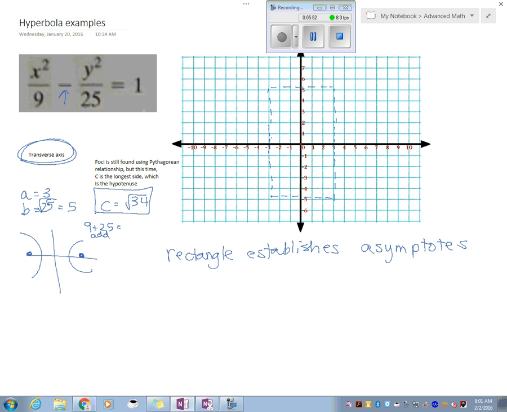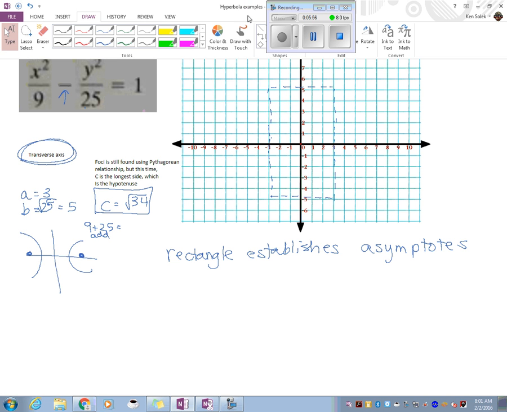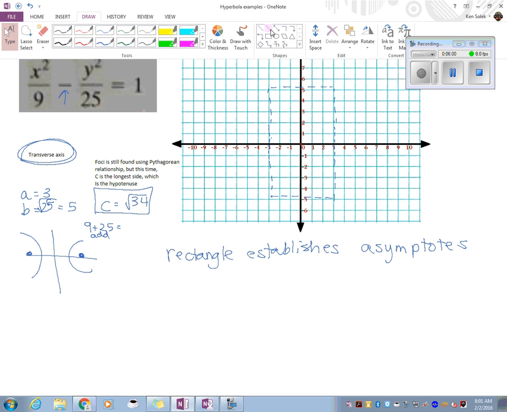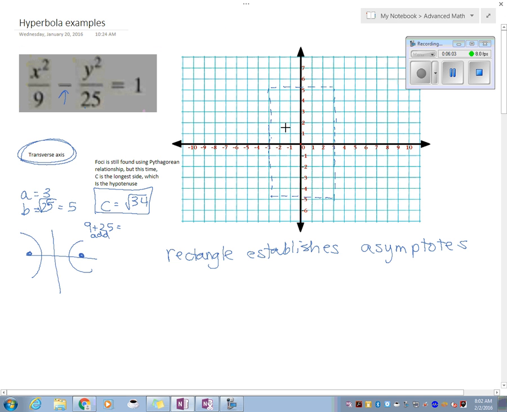So here are the asymptotes. I have to come over here because it needs to be a straight line, and I want it to be kind of accurate. So let's see if we can get that straight line going through here. If you want to use a ruler, I have some in the computer pouches back there.